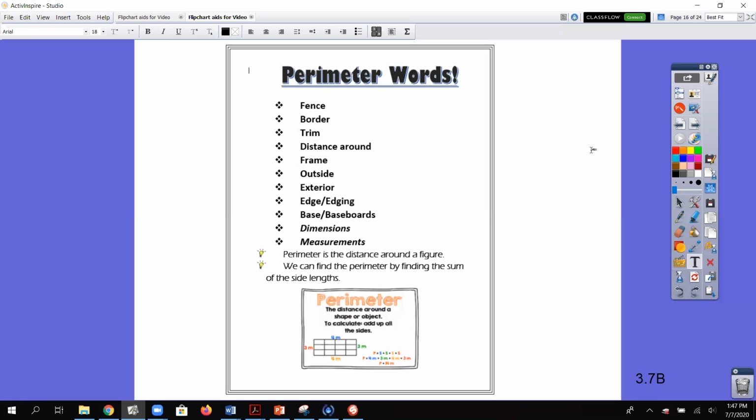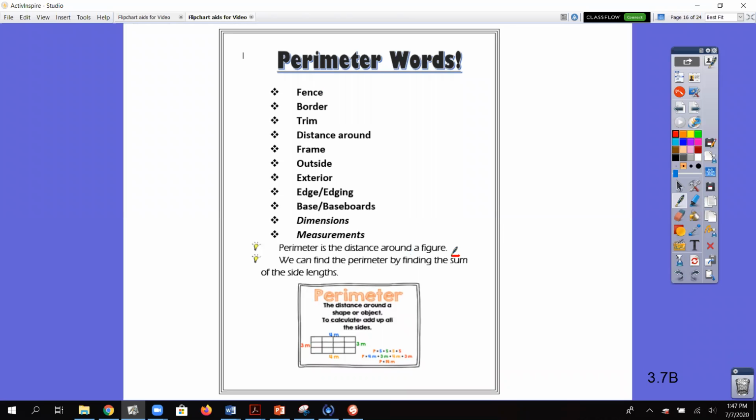Hello, today we are looking at perimeter 3.7b. So when thinking about perimeter, there's some really important words to think about and to look at to determine if your problem is actually perimeter. Remember that perimeter is the distance around a figure. And we can find that perimeter by finding the sum of the side lengths. Now remember, sum, of course, is the answer to an addition problem.